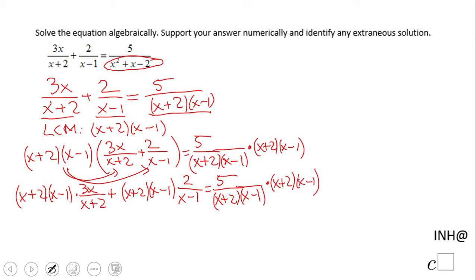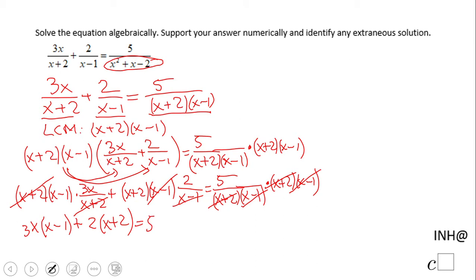And then what? Then if we notice, this x plus 2 cancels this x plus 2, which is good. That's the thing we want. We have left 3x times x minus 1. Then this x minus 1 and this x minus 1 cancel out. So what do we have? 2 times x plus 2, right? The multiplication is commutative, so we can switch them like that. And look here, this x plus 2 cancels this x plus 2, and this x minus 1 cancels that x minus 1. So we have only 5 here.